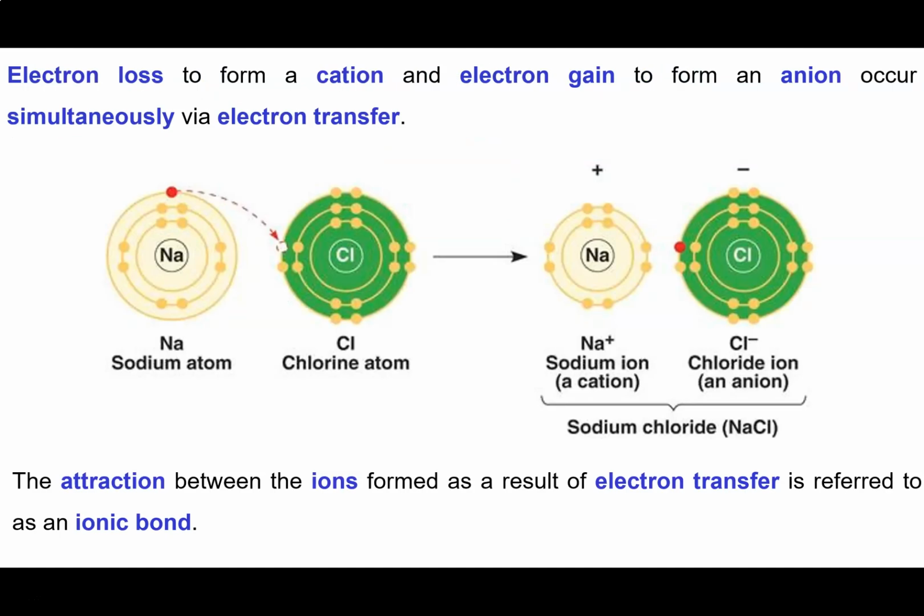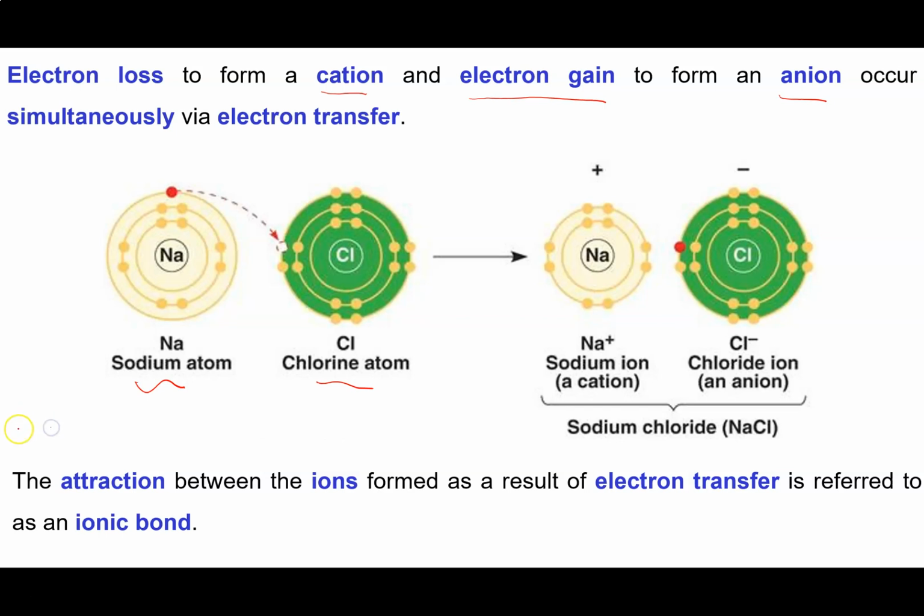So electron loss to form a cation and electron gain to form an anion occur simultaneously via electron transfer. So if a sodium atom bangs into a chlorine atom, this is what's going to happen. Sodium likes to lose electrons. It has a low ionization energy, and chlorine likes to gain electrons.